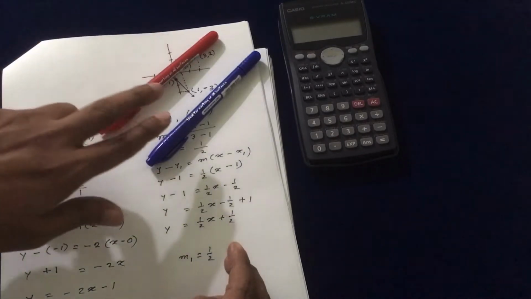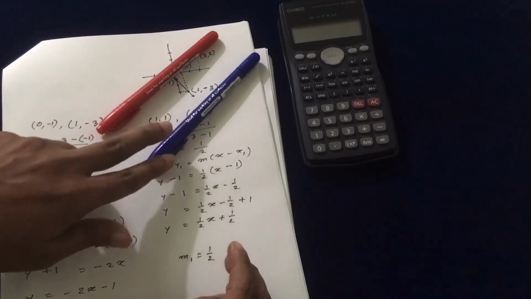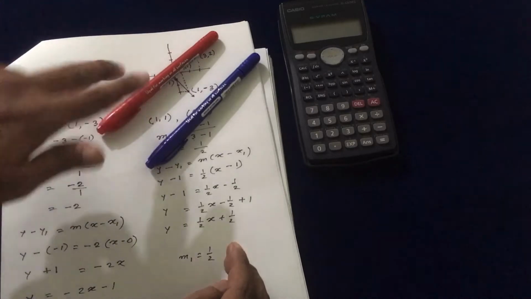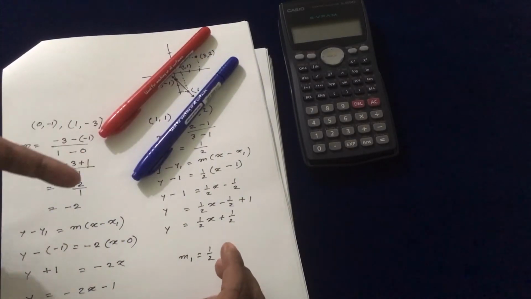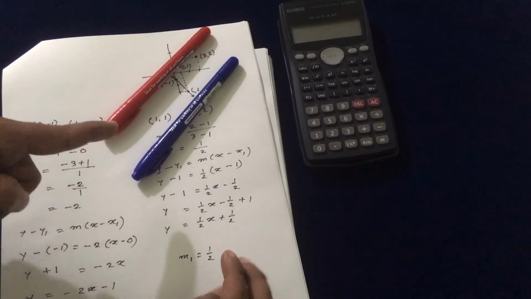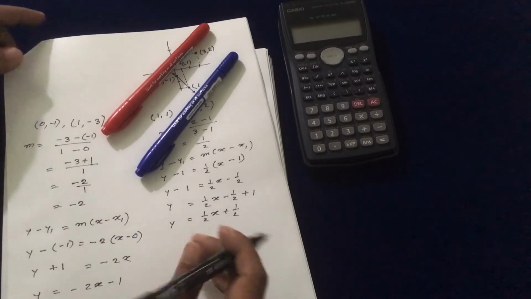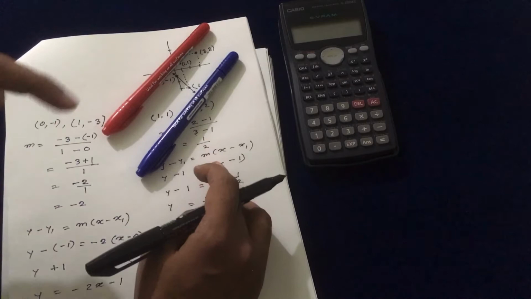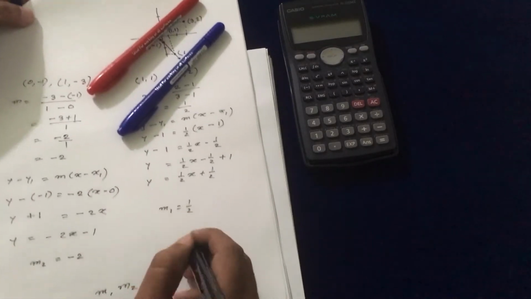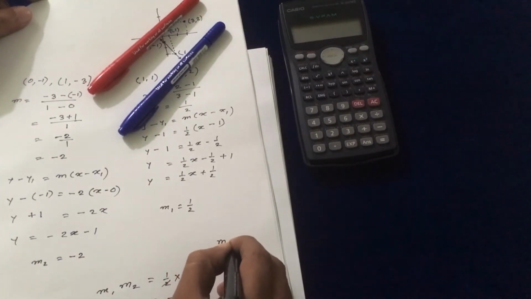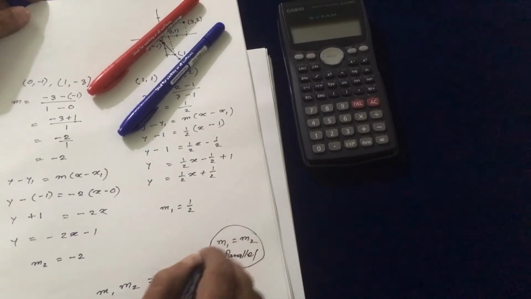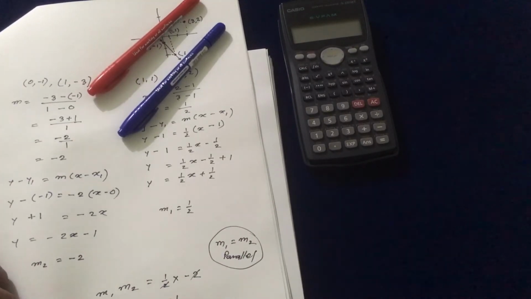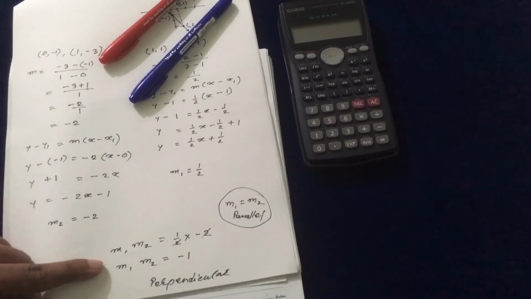So you will test, suppose in the question paper you see one line like this and another line like this, so what will you test? You will test if they are parallel. When they are parallel, if this slope and this slope are the same, if m1 equals m2, then parallel. And if m1 times m2 equals -1, then perpendicular.